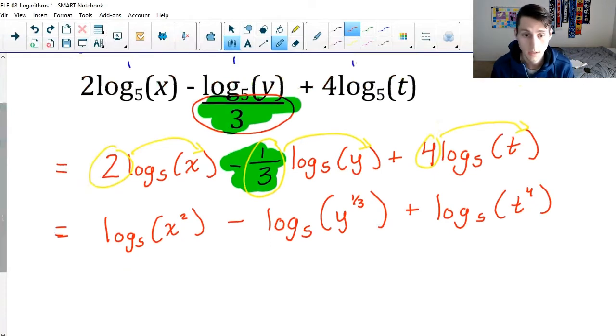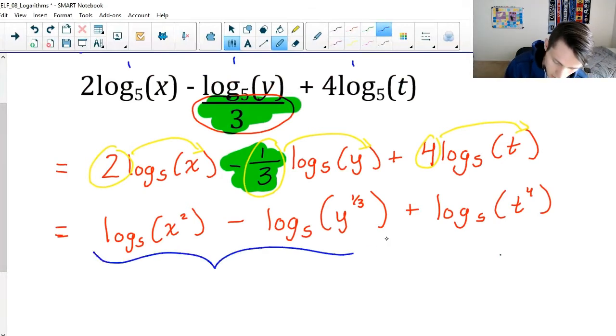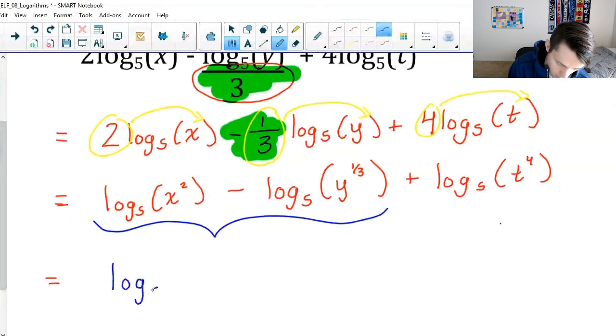We took those coefficients and made them into exponents. So now I'm going to go left to right here and just combine logarithms. The first two that I'm going to combine are just these two, again just because I'm going left to right. So if there's subtraction between them, let me go x squared over y cubed.